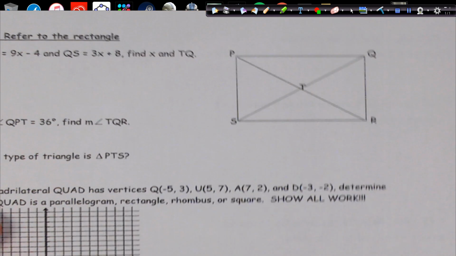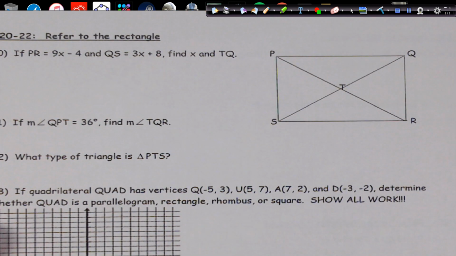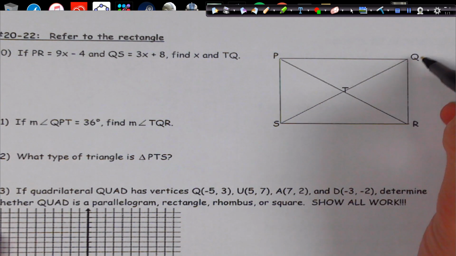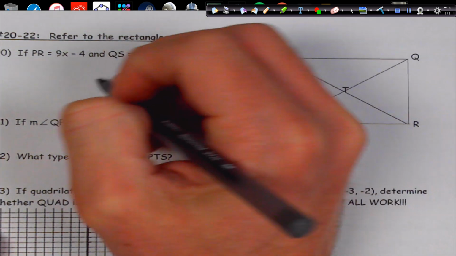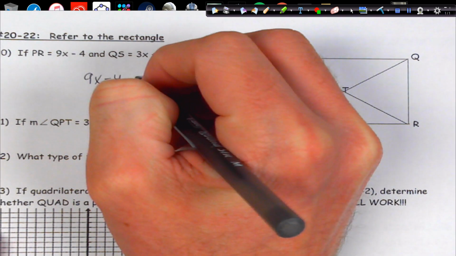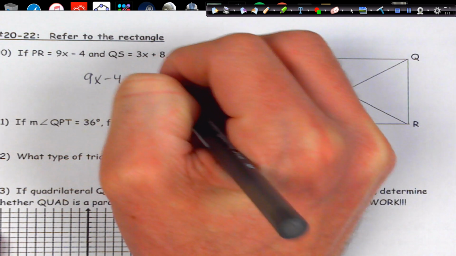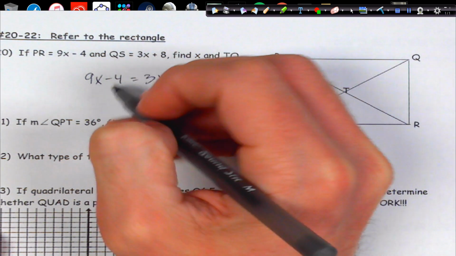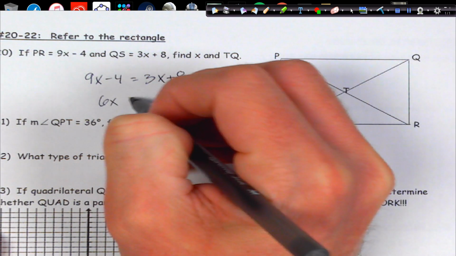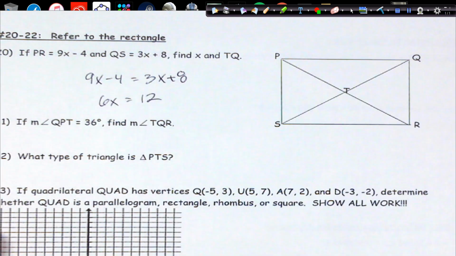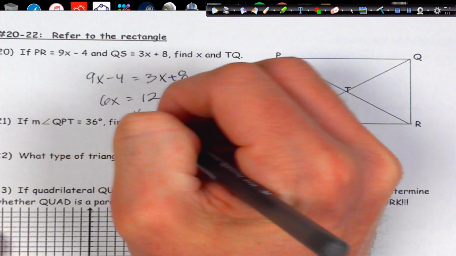All right, number 20. Now we're talking about a rectangle. We have PR. PR is the whole thing. QS is the whole thing. And we do know that diagonals are congruent. So we can just set these two equal to each other, make life easy. Subtract 3x, add the 4. Okay. Just doing some basic math, x will equal 2.